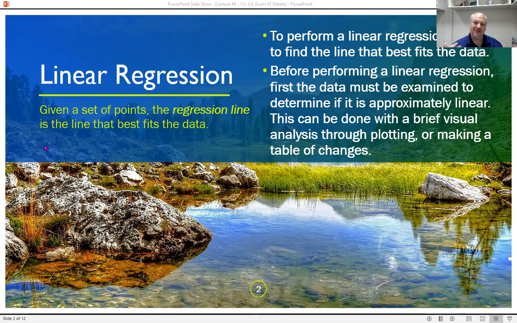In human words, that's what regression means, okay? You're finding what it would be if you could make it that. So if you're given a set of points, the regression line is the line that best fits that data. To perform a linear regression means to find the line that best fits that data. Before performing a linear regression, though, first you have to examine that data and determine if it's approximately linear. That can be done with a brief visual analysis through plotting or by making a table of changes. So here are some examples of that.